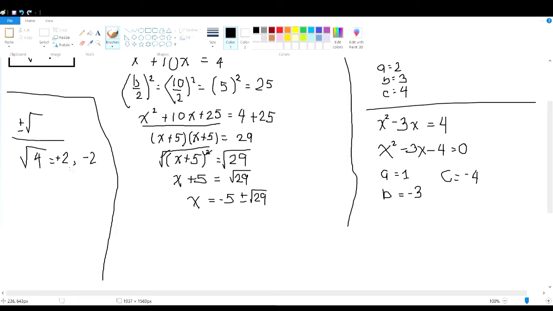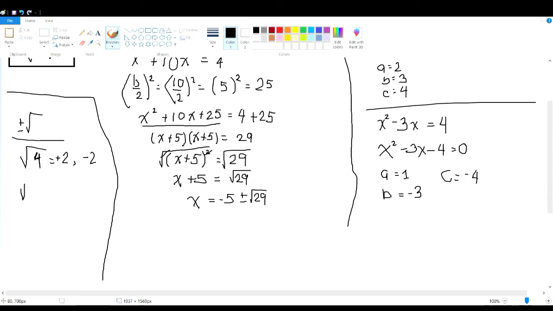Kasi when you say square root, maghahanap ka ng dalawang number na kapag inadd mo sa sarili niya, ito yung magiging sagot, which is 4. So, what are the numbers? Positive 2, because 2 times 2 is equal to 4. Also, at the same time, negative 2 times negative 2, 4 din. Kaya automatic lagi ang sagot mo dyan.